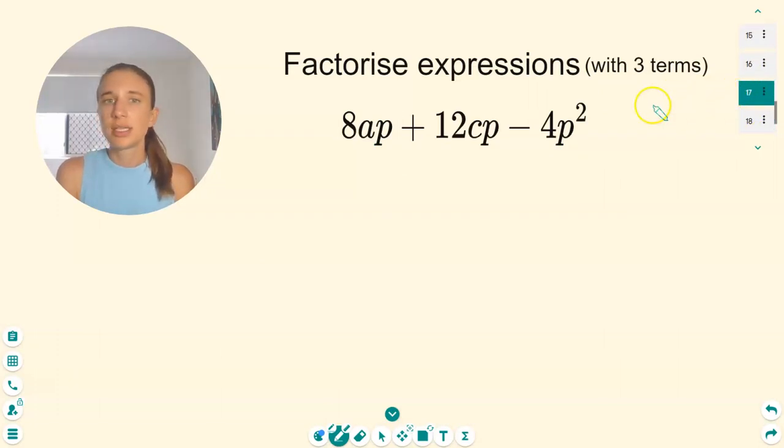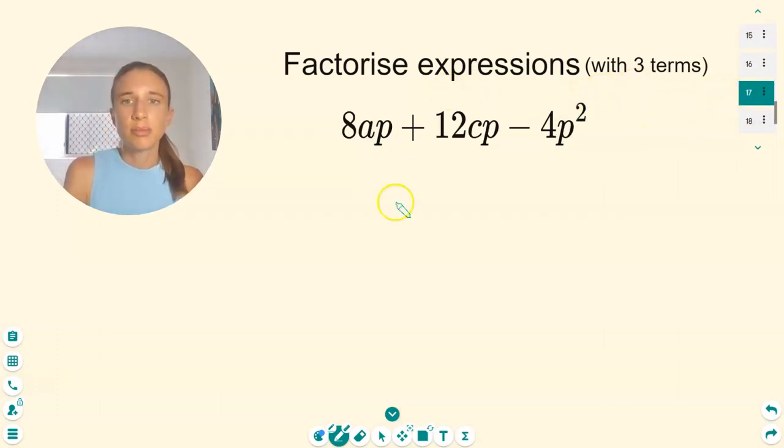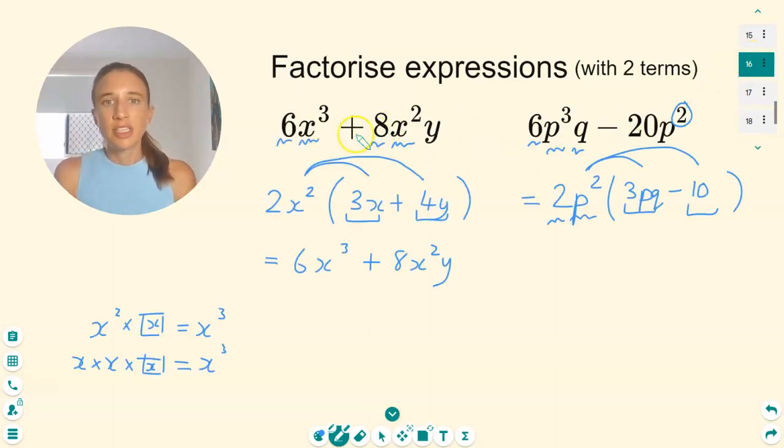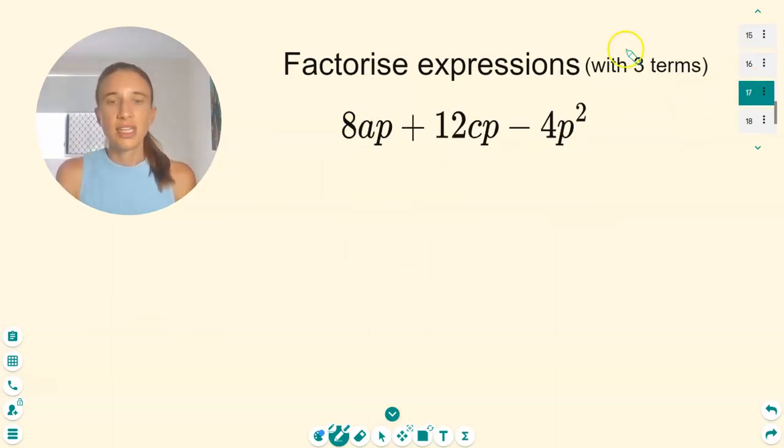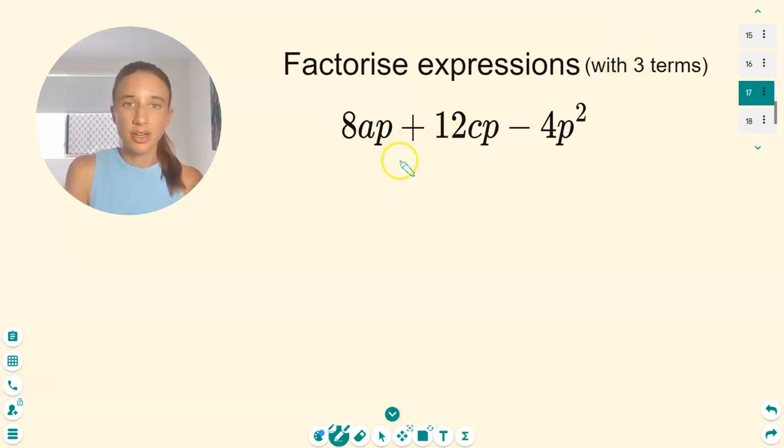Now, let's see. Factorize expressions with 3 terms. Let's do this. Okay, so a little bit different. Notice in the past ones there's only 2 terms. It's pretty much the same thing, but just another term added.